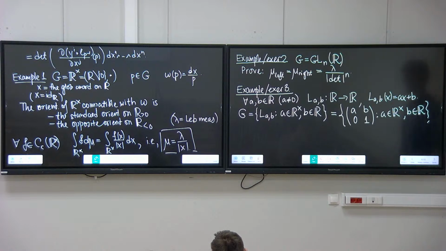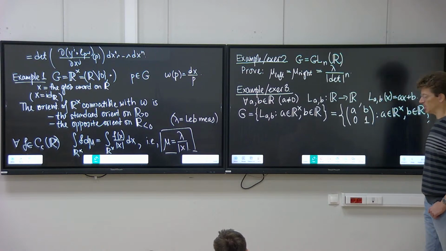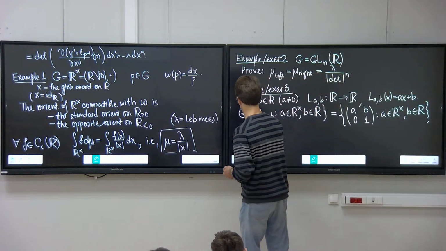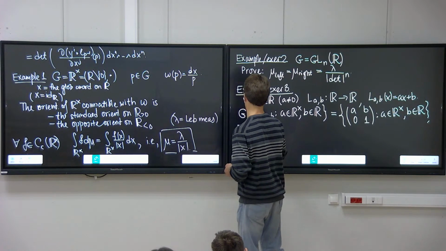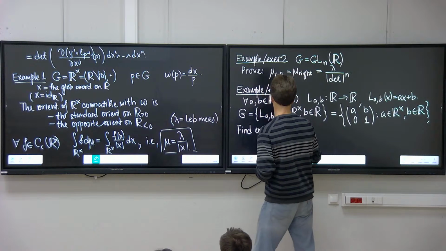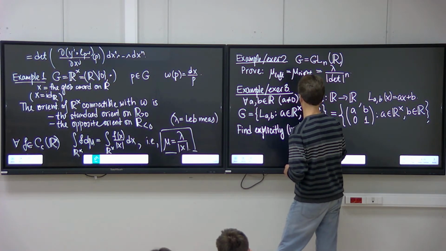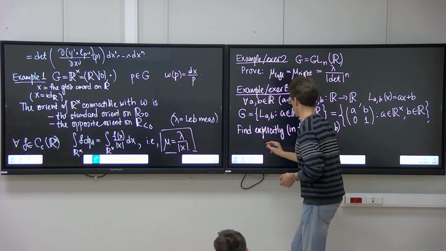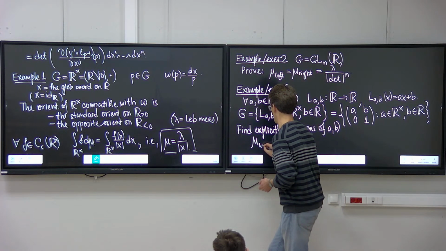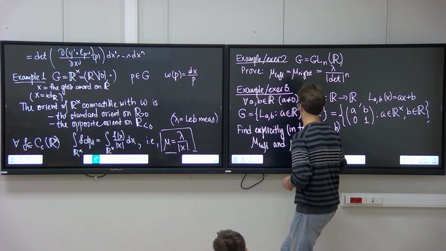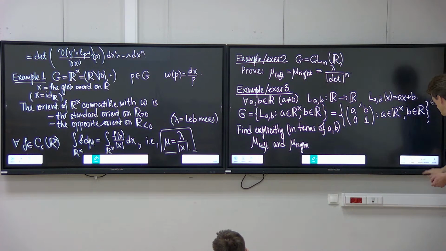So now we see that this is a Lie group, and moreover, A and B are global coordinates on this group. The exercise is to find explicitly, in terms of the global coordinates A and B, the left Haar measure, mu left, and the right Haar measure, by using our general formula.